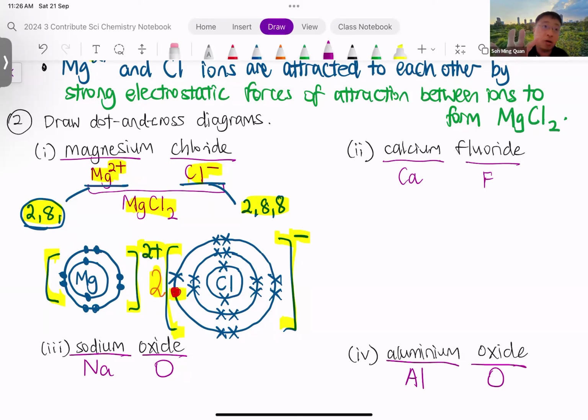For those watching the video, you can pause the video and do it. For those on the Zoom meeting right now, I will also pause the recording. Please draw the dot and cross diagrams. And once you have finished the dot and cross diagrams, please send them to me via WhatsApp so that I can take a look at whether your answers are correct or wrong. All right.